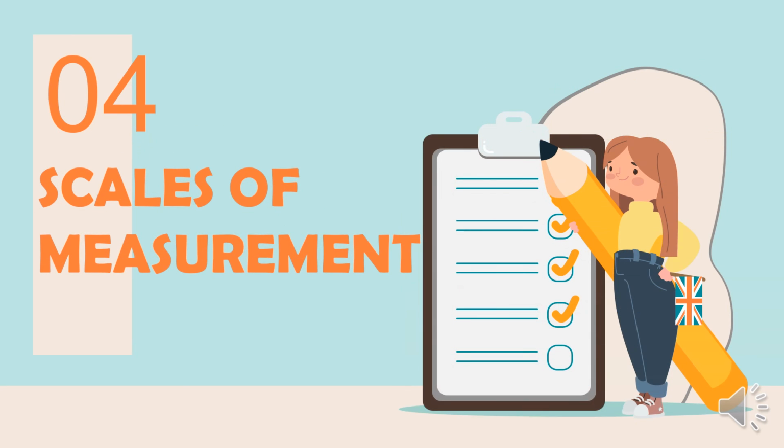Now let us now proceed with the scales of measurement. Measurement scales are used to categorize and or quantify variables. Now, this unit describes the 4 scales of measurement that are commonly used in statistical analysis, namely the nominal, ordinal, interval, and ratio scales.